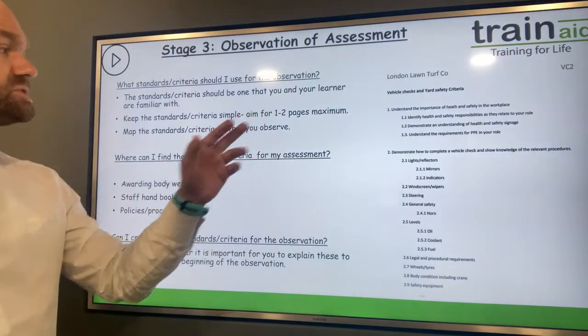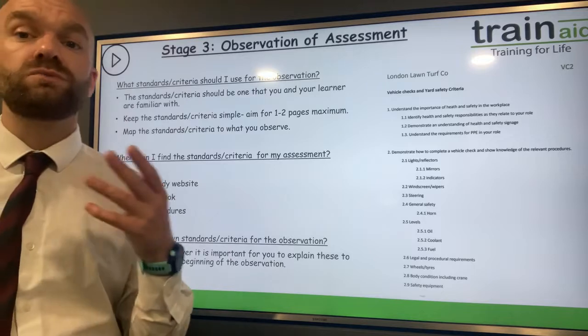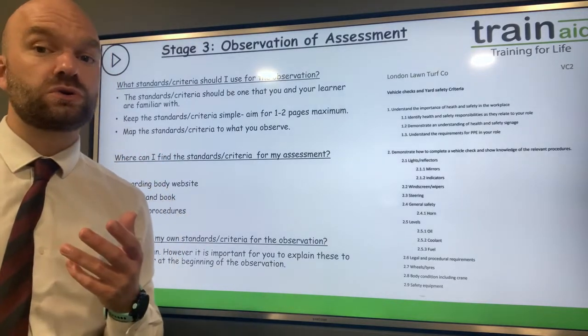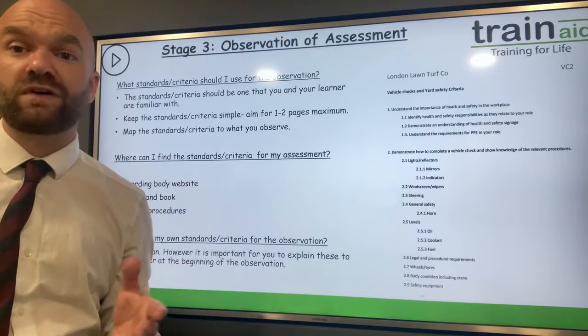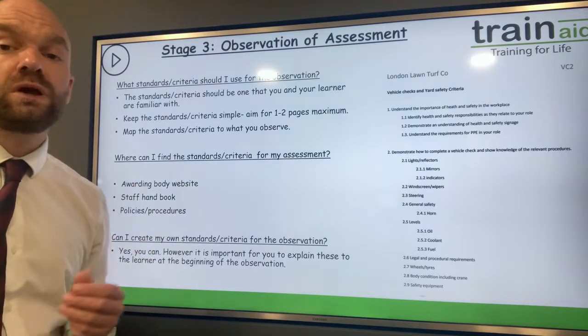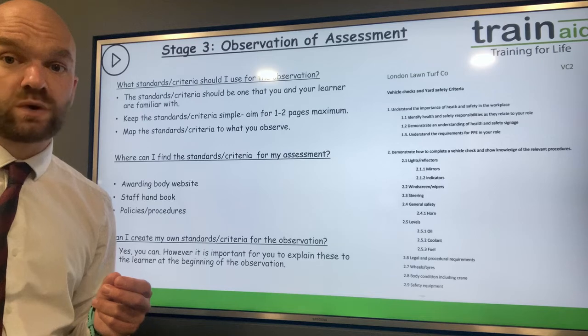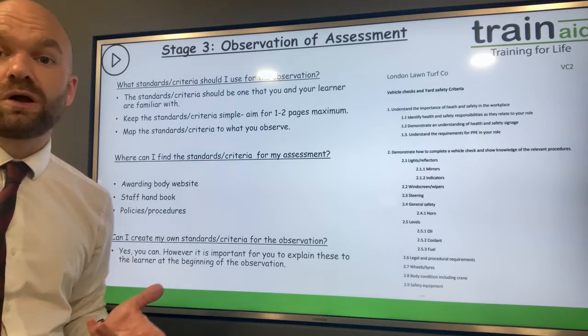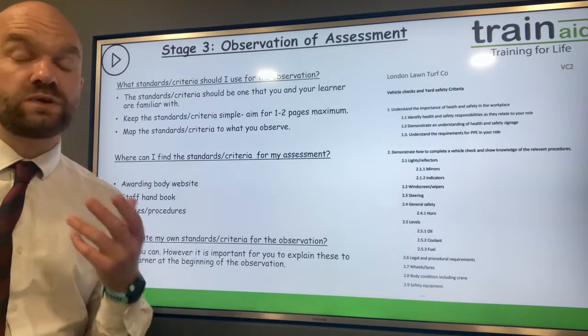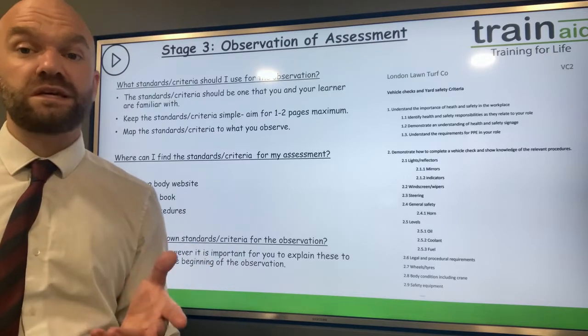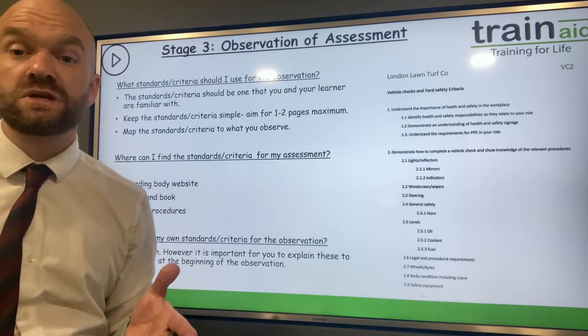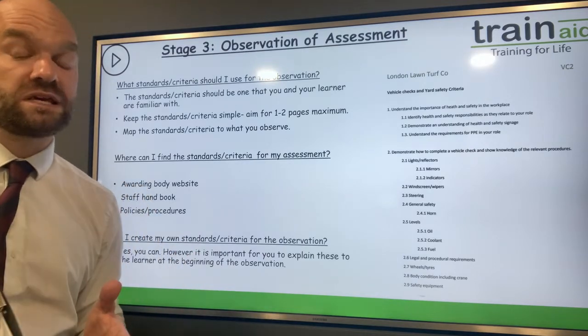So aim for 1 to 2 pages, and in terms of where you find these standards or criteria, not a problem. You can often find them perhaps within a staff handbook, okay? It could be on an awarding body website as well. It could be any policy or procedure within your organisation. Some of our assessing candidates do create their own standards and criteria.